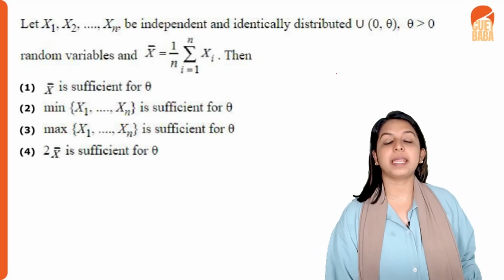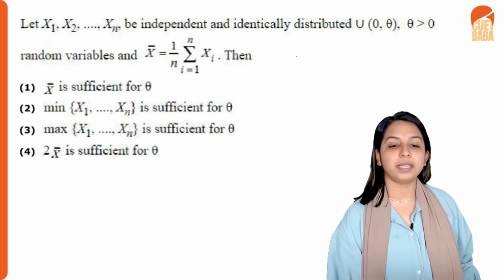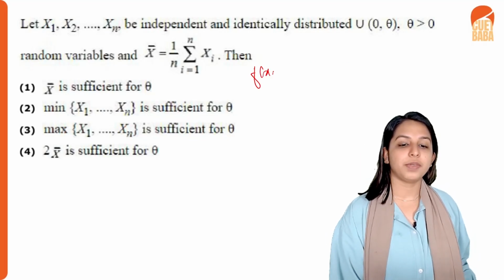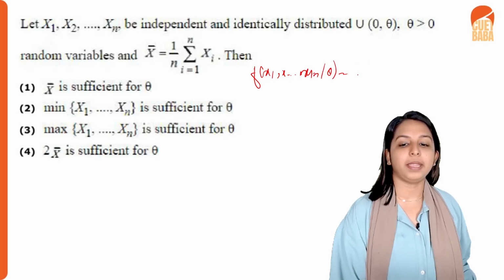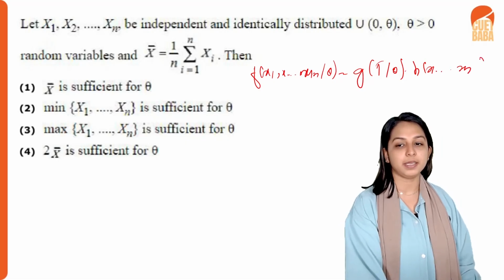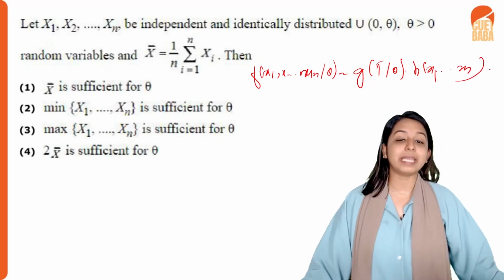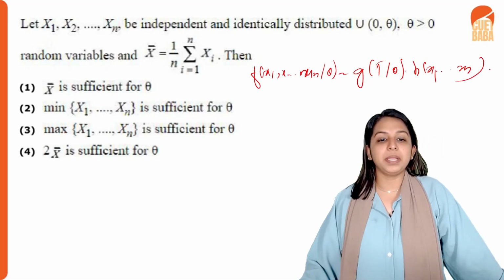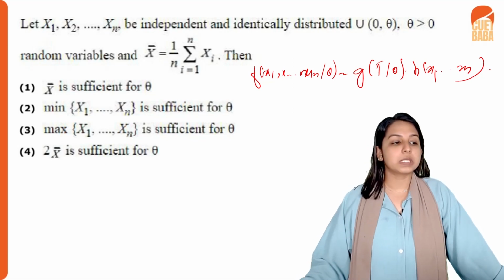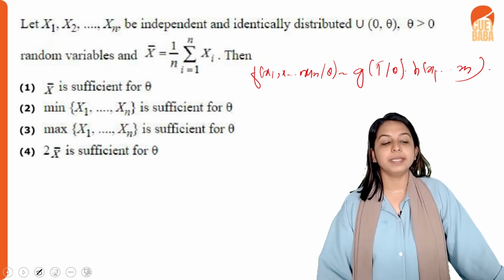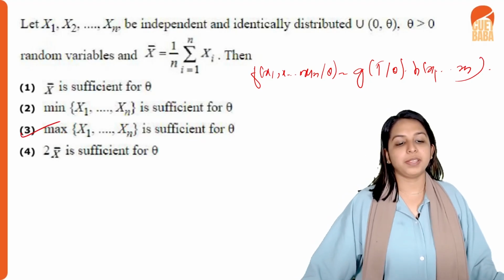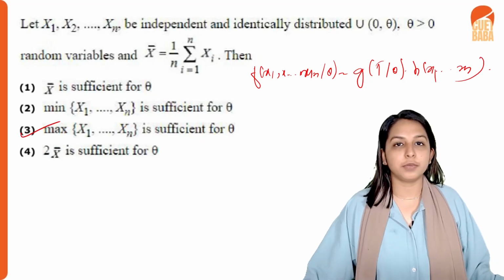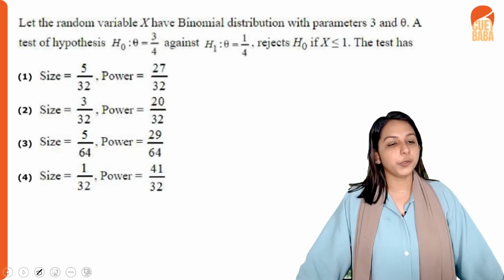So all the four statements are based on sufficiency. So sufficiency we can simply say that according to Neyman factorization theorem, if f(X1, X2, etc. Xn given θ) we can factorize it to g(T given θ) into h(X1, X2, etc. Xn), then we can say that the given parameter is sufficient. So using these theorems, we can see that the third option will be the right answer, that is maximum of X1, X2, etc. Xn is sufficient for θ. Moving on to next question.